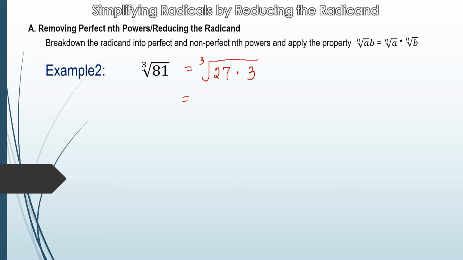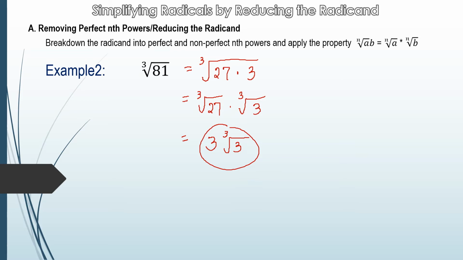Applying the law of radicals, this is the same as the cube root of 27 times the cube root of 3. After that, let us now simplify. So the cube root of 27 is 3 because 3 raised to the third power is 27. And then we bring down the cube root of 3. So therefore, the cube root of 81 in simplest form is 3 cube root of 3.